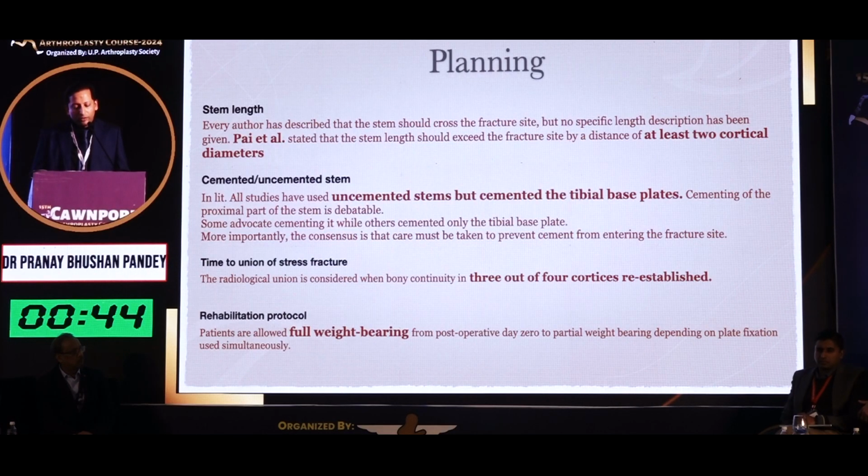Time of union is normally calculated when 3 out of the 4 cortices show union, and it normally averages between 17 to 24 or 25 weeks if it is doing well. After 17 weeks, if 2 cortices are not showing union, then you should think of some other possibility like a bone marrow injection or something.